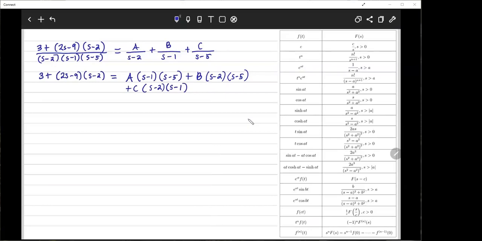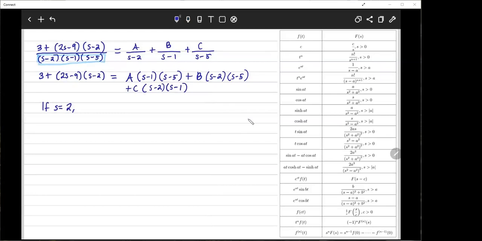Okay. So for this technique, I'm just going to replace s by some value that will make the denominator in the original expression 0. Okay. So ito yung denominator sa original expression natin. And the values of s that will make the denominator 0 are 2, 1, and 5. So I'll start with 2. If s equals 2, that means s minus 2 is equal to 0.